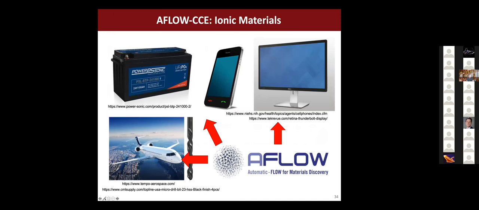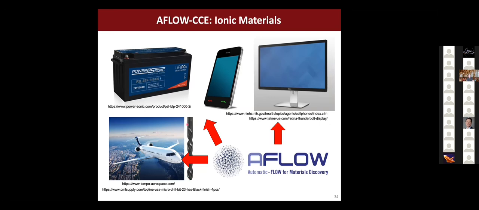Let me get the laser pointer. Application-wise, polar materials are everywhere. They drive batteries. They're important for glasses. So the glass that forms the surface of our phones or our monitors here that we're looking at the presentation through. Polar materials are very important in the aerospace industry. And also for coatings of tools.